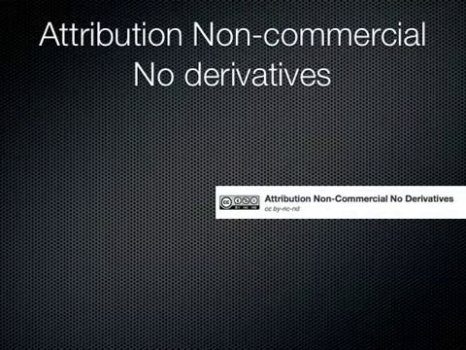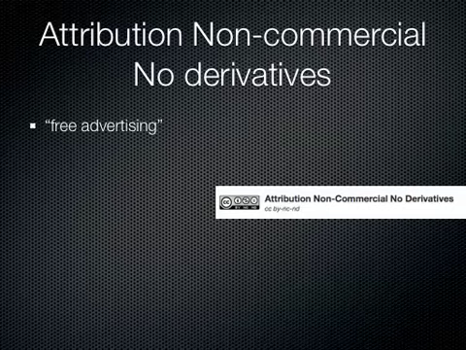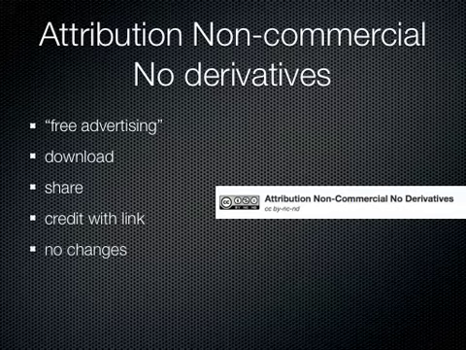Attribution, non-commercial, no derivatives. This is the last of the main 6 license types. This one still allows redistribution. It's often called the free advertising license because it allows others to download your works, share them with others, as long as they mention you and link back to you, but they can't change them in any way or use them commercially.